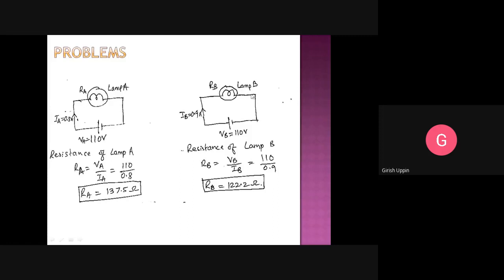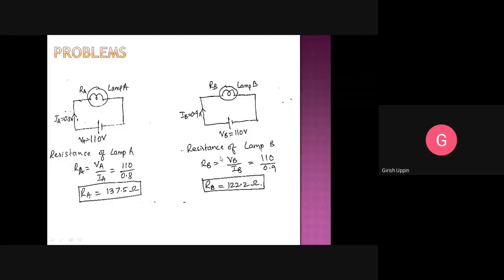Similarly, we are going to draw the circuit diagram for lamp B, and it is also connected to a 110 volt supply, but it draws 0.9 amperes, meaning it draws more current. When it draws more current, that means its resistance is less. These are simple observations from our past discussion. When current drawn is more, that means resistance is less. For the same voltage, if the current drawn is more, the resistance is less.